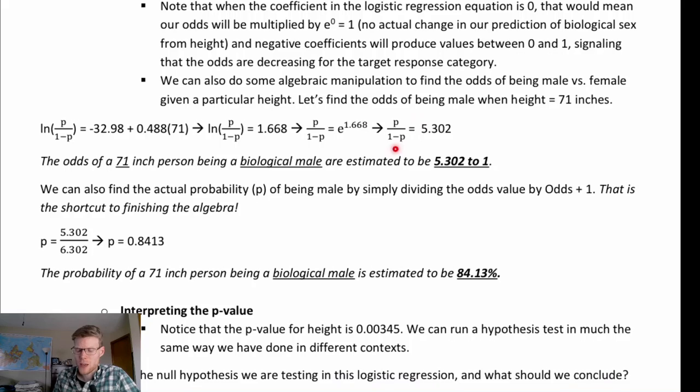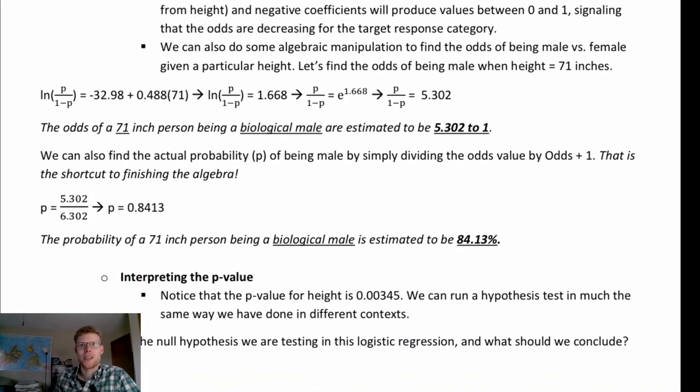Now we could break down the algebra, so you might be just dying to do this if you enjoy math. I'm not going to do it here because it's just not important for our class. But if you want to do it as a challenge, you can figure out why this works if you want to solve for p up here. But for now, all we care about is that this is a trick that we can do. Take the odds divided by the odds plus 1, and that's going to solve for the probability. So finally, we get that the probability of a 71-inch person being a biological male is estimated to be 84.13%. So that's a very straightforward value.